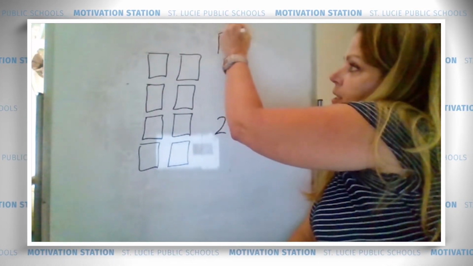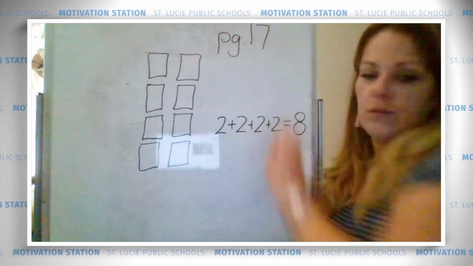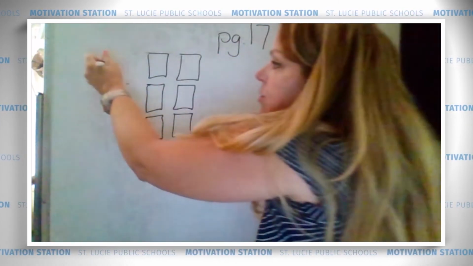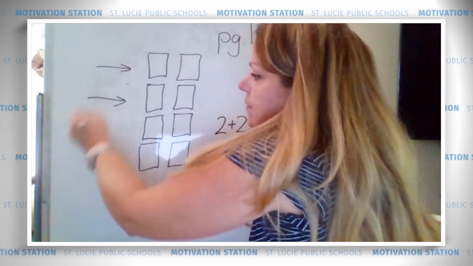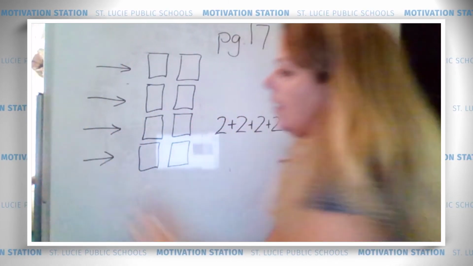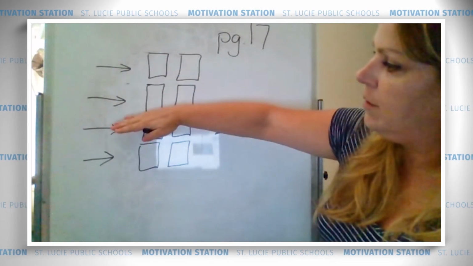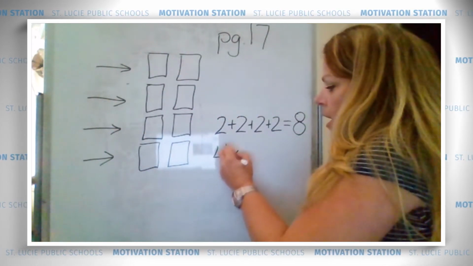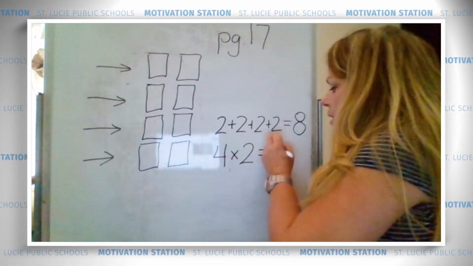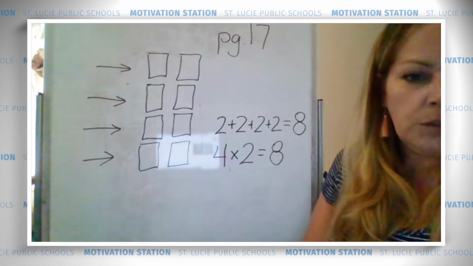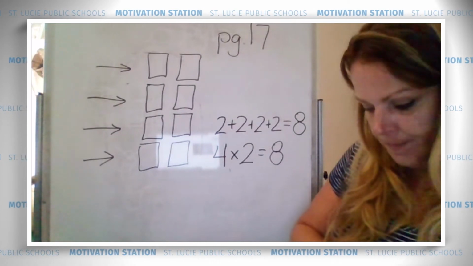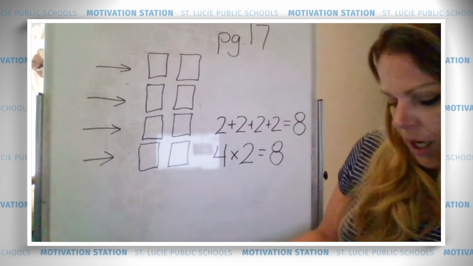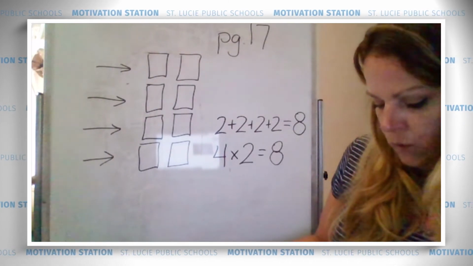Sorry, this is page 17 in your workspace book. You can be writing this right along with me. Okay, now I'm going to look at rows. Remember, these are going across this way. How many rows do I have? 1, 2, 3, 4. 4 rows of 2 windows equals 8 windows. All right, just get that down in your books. All right, I'm going to move on to question 2.